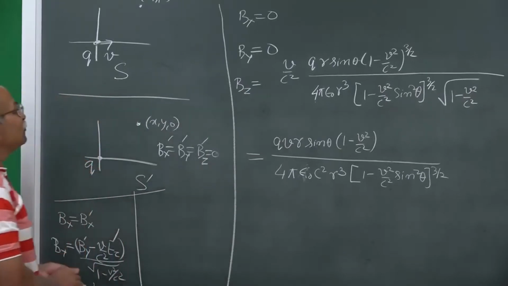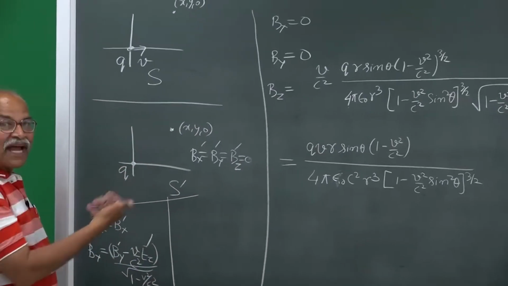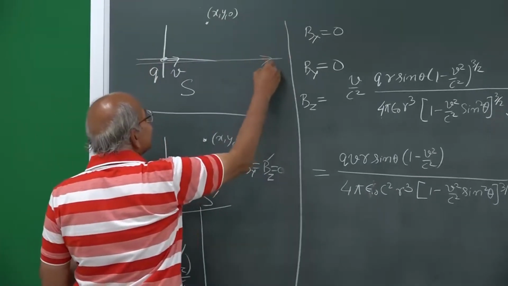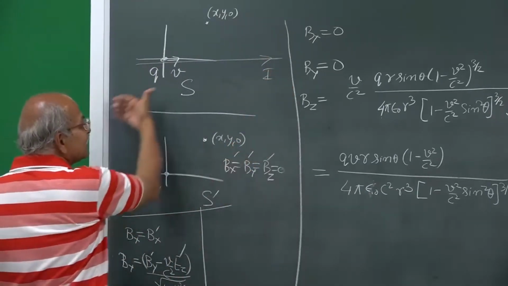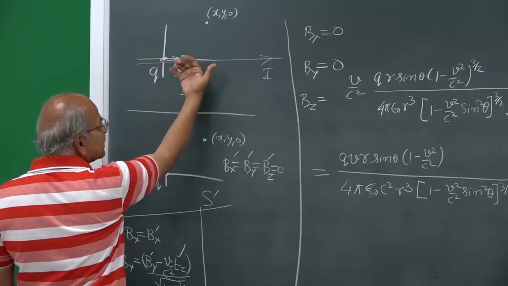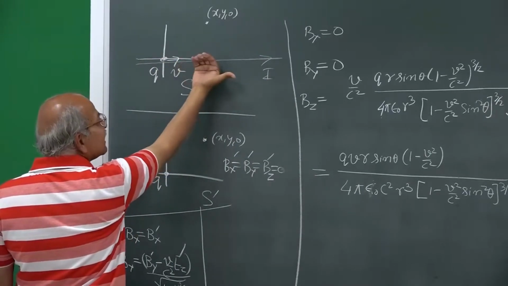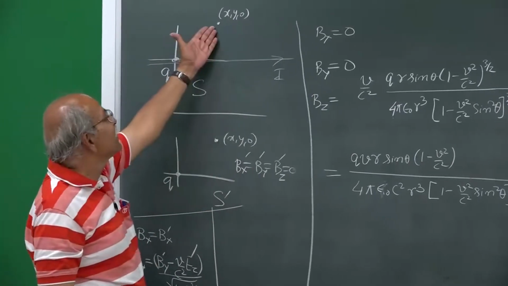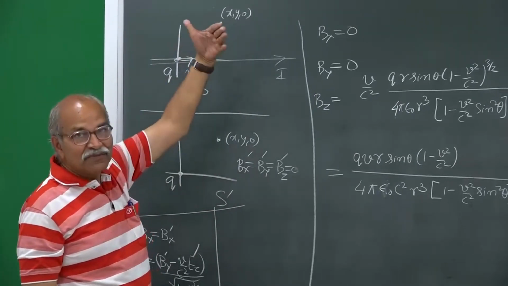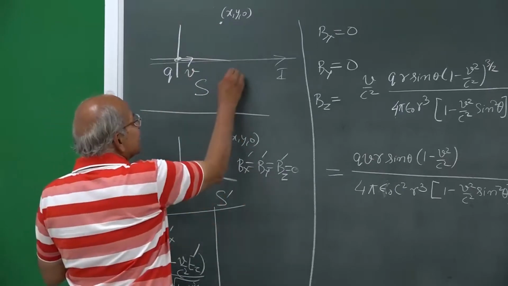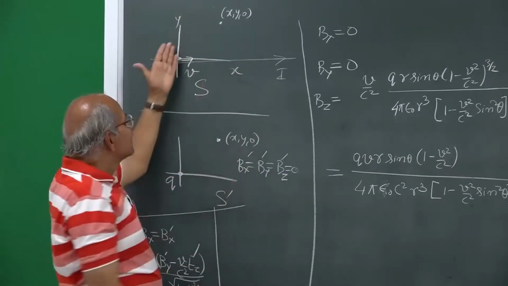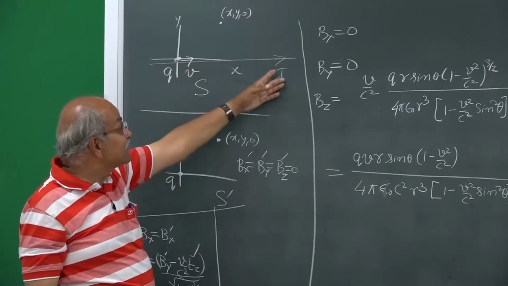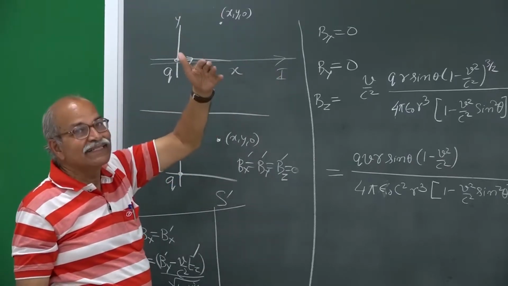So, you can use your right hand thumb rule. If you have a current in this direction, you can put your right hand thumb along the current and the fingers will give you the direction of magnetic field. So, here the magnetic field will be coming out of the board, and this is x axis and this is y axis. So, z axis in that direction. So, magnetic field for this current would have been in z direction.